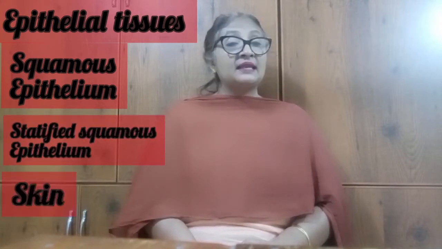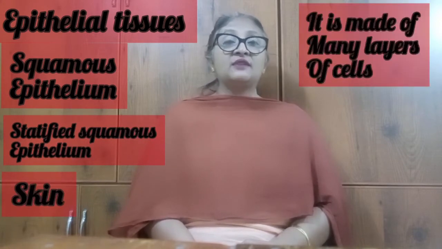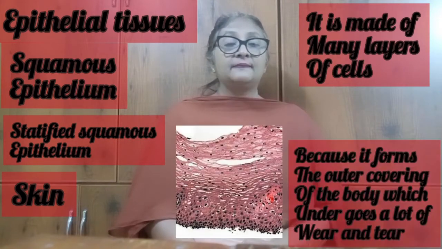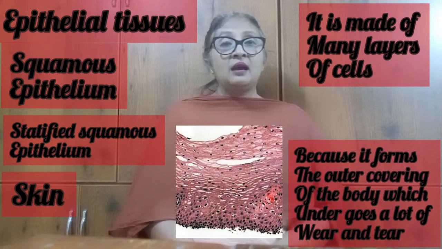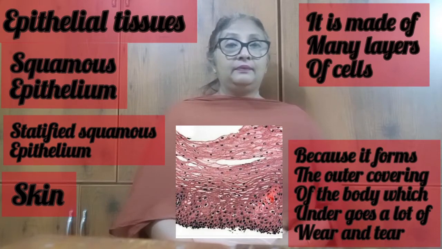The stratified squamous epithelium, example is skin. It is made of many layers of cells because skin is the outermost covering and undergoes a lot of wear and tear. So, the cells have to be immediately replaced. This wear and tear happens almost every day.